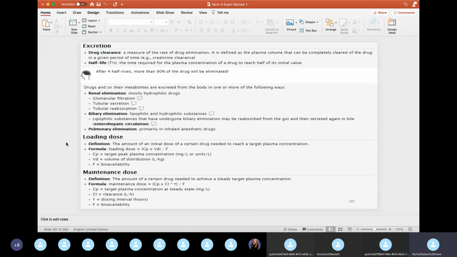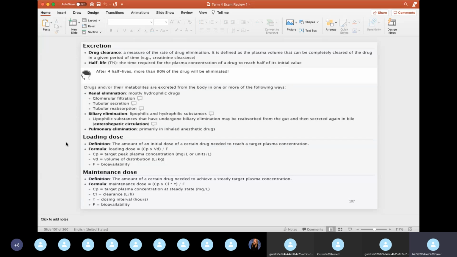Remember, 4 half-lives to completely eliminate the drug, and 4 half-lives to completely attain a desired concentration of a drug if it's first order. Okay? Don't forget that. 4 half-lives to eliminate the drug, 4 half-lives to attain the specified concentration of a drug.